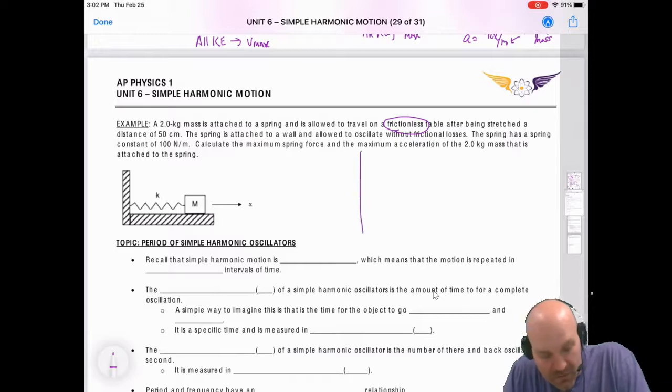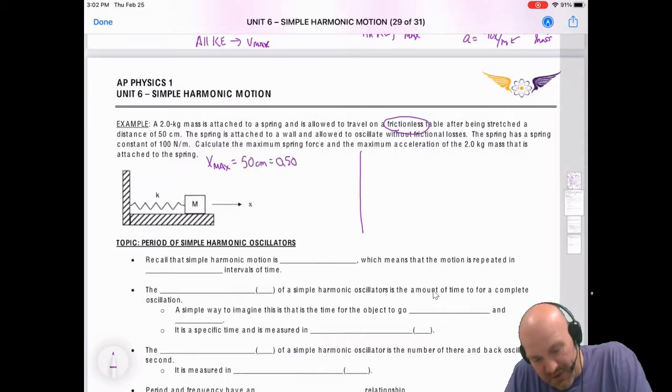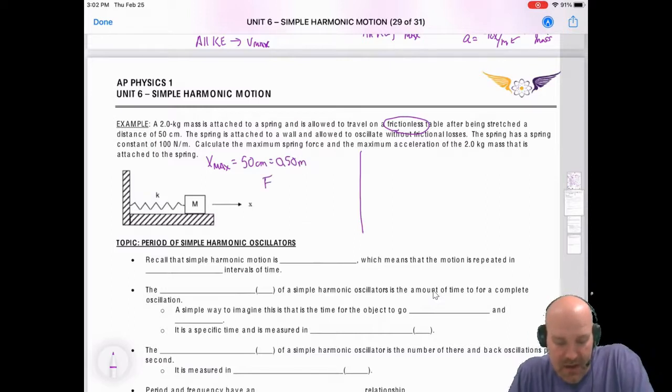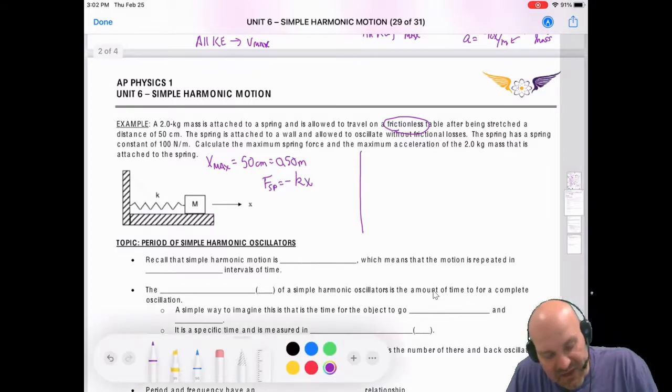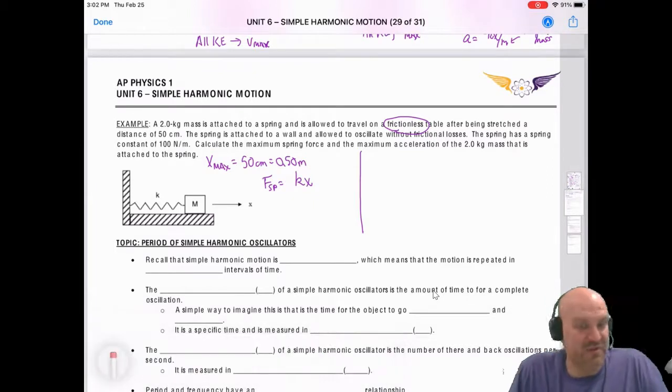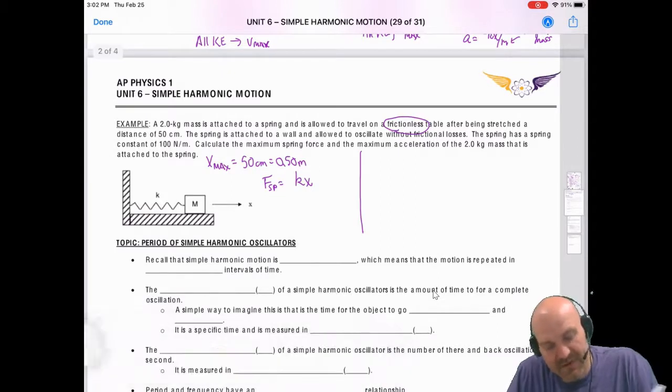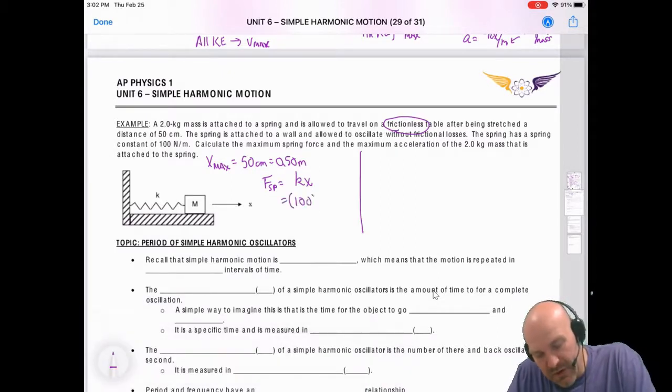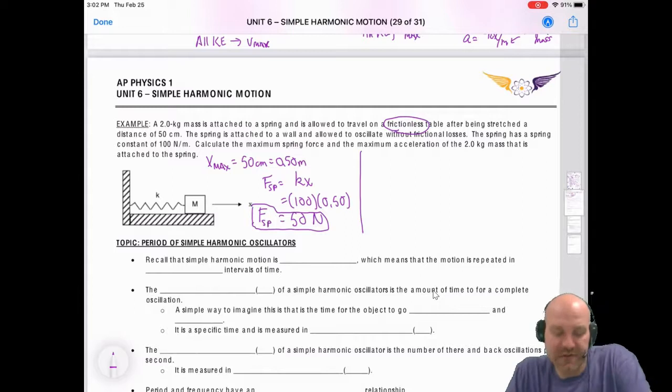And so all this is at its max when it's stretched out. So we're going to say when it's at 50 centimeters or 0.50 meters, right? So F spring negative kx. In fact, we're going to call this just kx. We're going to just look at the absolute value, right? We just want the magnitude, if you want to say. So we're going to do 100 times 0.50, all right, which gives me at the extreme a max of 50 newtons.